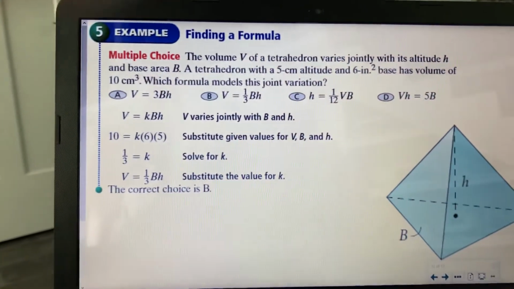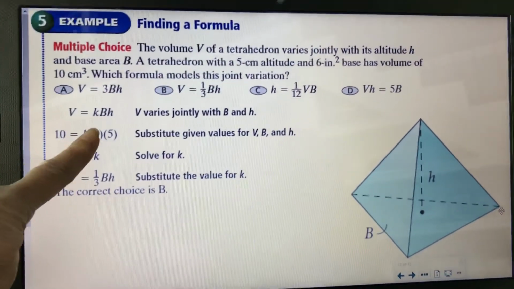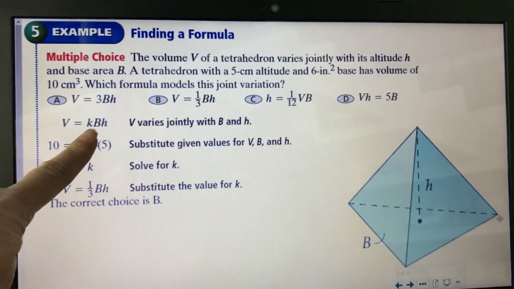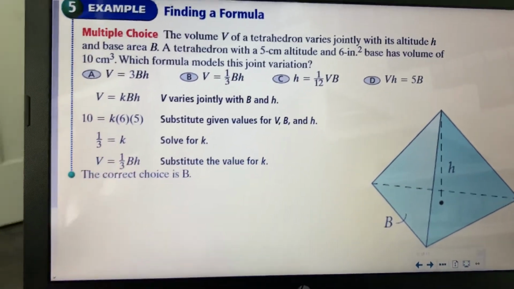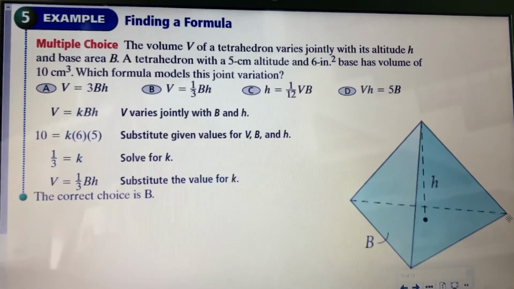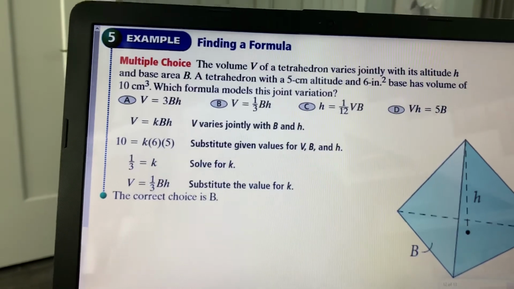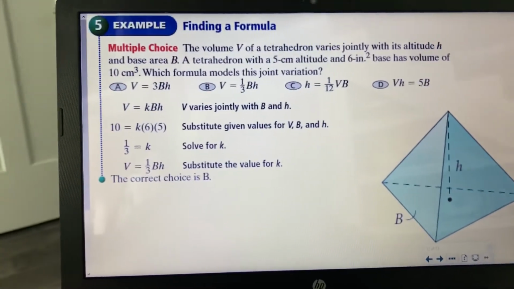Okay, so K is 1/3. So once you know that, go back up to this equation right here and just put in 1/3 where the K was. So you have volume equals 1/3 capital BH. That formula should look familiar when you learned volume, that all pyramids have a volume of 1/3 capital BH. That would be all pyramids.